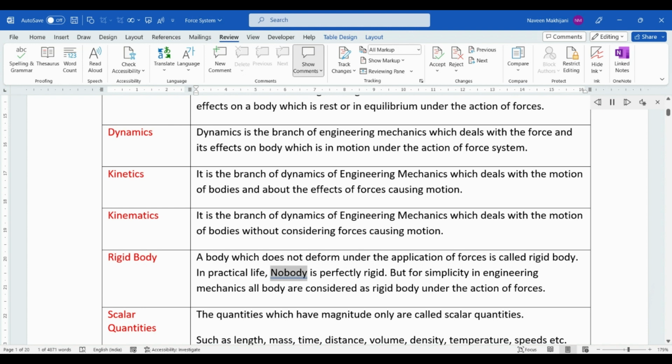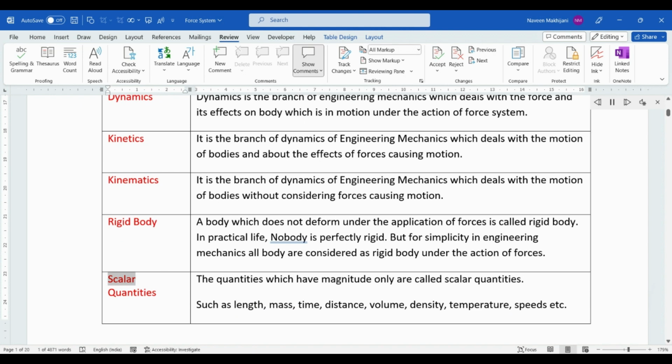In practical life, nobody is perfectly rigid. But for simplicity in engineering mechanics, all bodies are considered as rigid bodies under the action of forces.